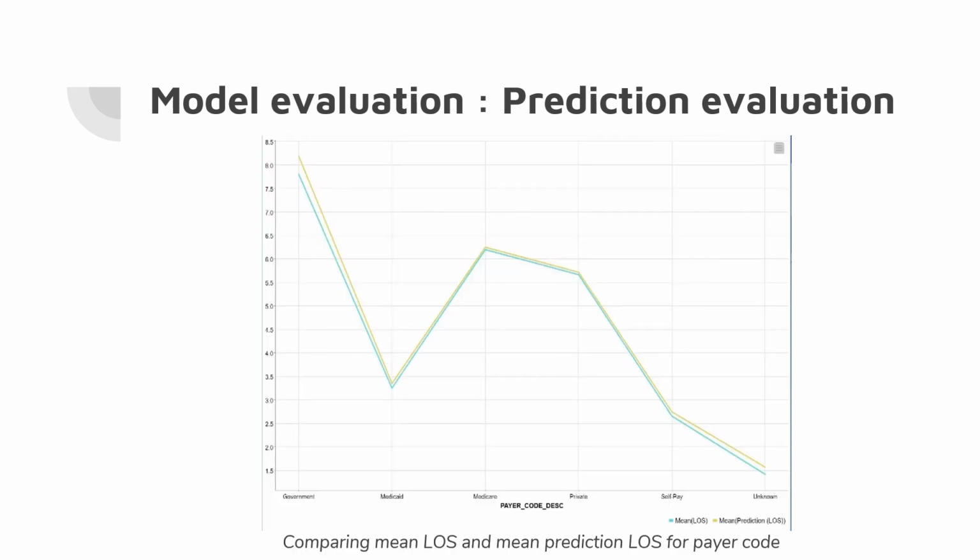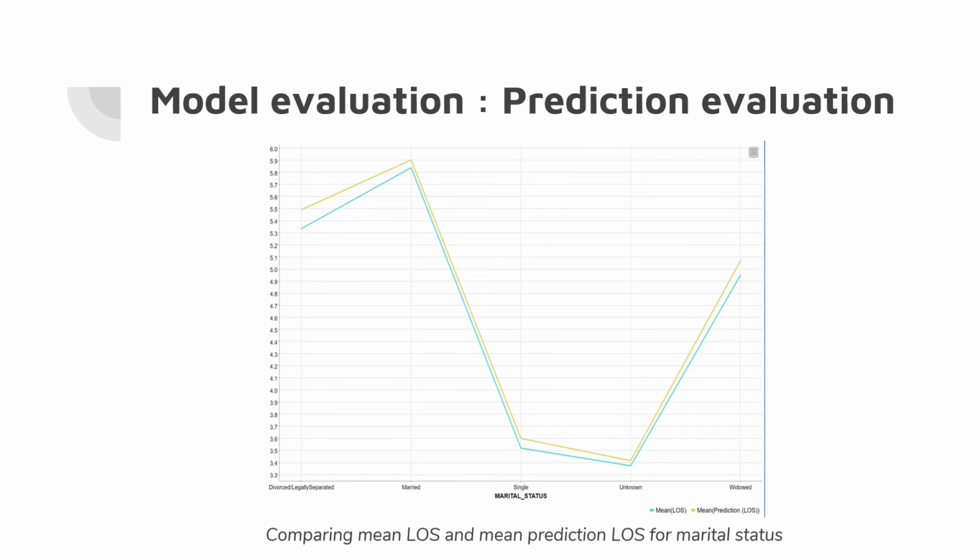Looking at the pair code description type line chart, it appears that the prediction model almost accurately predicted the grouping variables, and there isn't any significant deviation from the actual mean LOS for the predicted LOS mean. Looking at the marital status line chart, it also appears that the model almost accurately predicted the mean LOS, and there is not any significant deviation from the mean LOS with the prediction LOS.